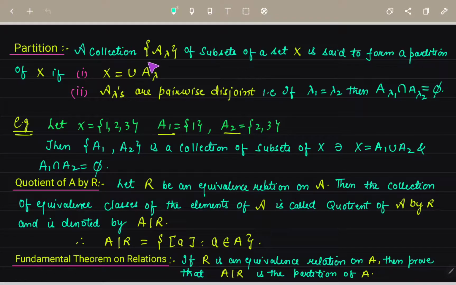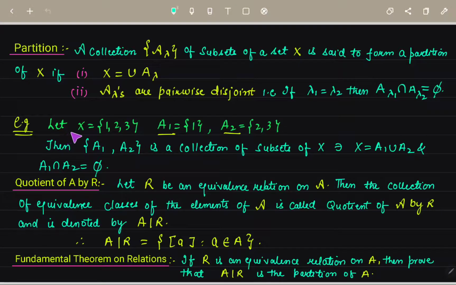Next is the partition. So a collection A lambda of subsets of a set X is said to form a partition of X if first property, X is equal to union of A lambda, and second, A lambdas are pairwise disjoint. That is, if lambda 1 is not equal to lambda 2, then A1 intersection A2 is equal to empty set. So this is the definition of partition.